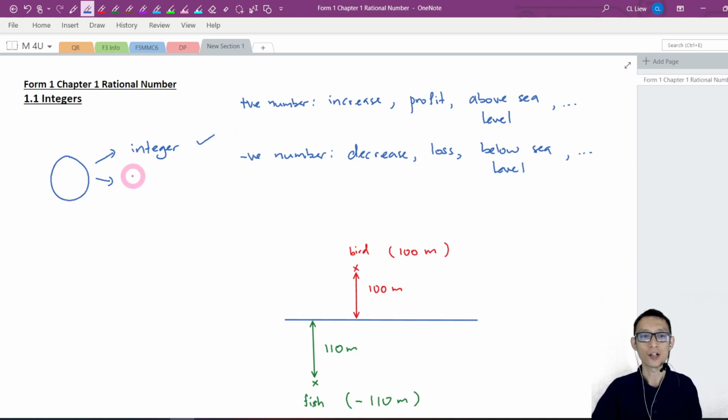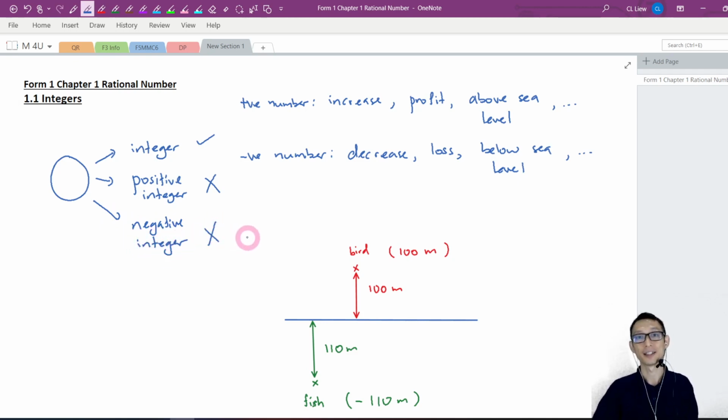If the question asks you, is zero a positive integer? No. How about, is this a negative integer? No either. Zero is an integer, but it is not a positive integer and it is not a negative integer either.